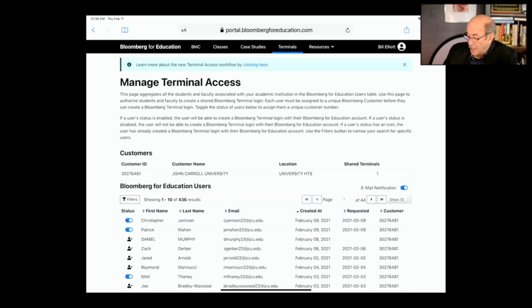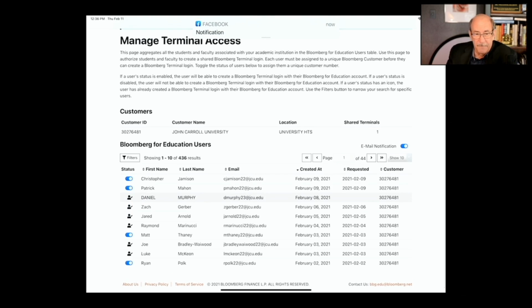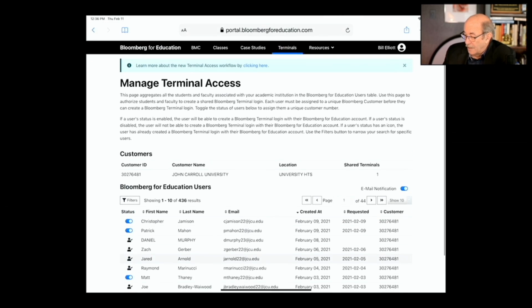About 25-ish of you have already done this. Some of you may have created your login already on Bloomberg itself, and you've avoided having to go through this.